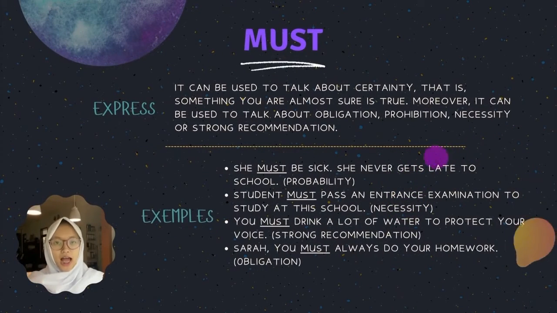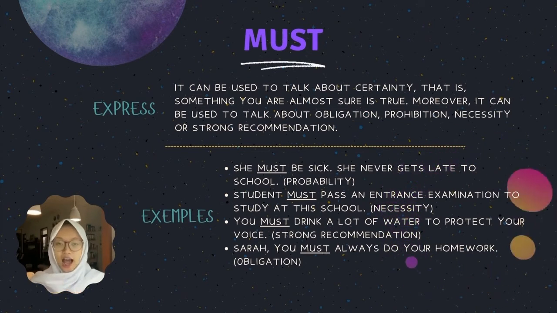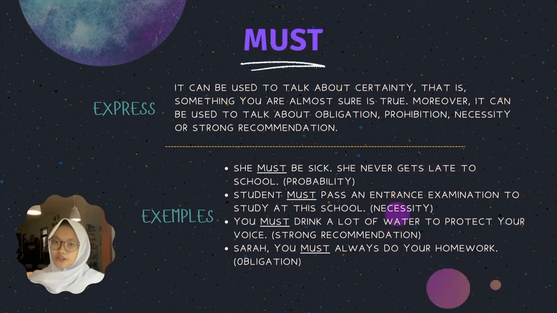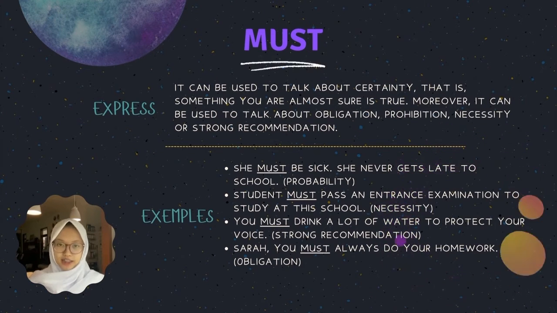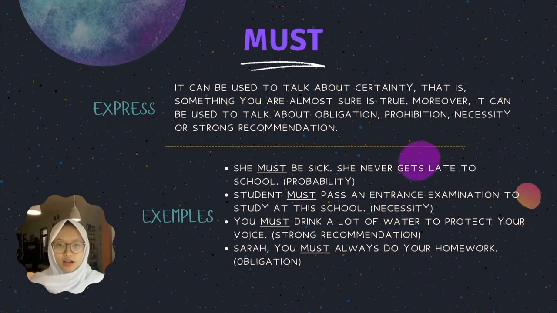Moving on, we have must. Must can be used to talk about certainty, that is something you're almost sure is true. Moreover, it can be used to talk about obligation, prohibition, necessity, or strong recommendation. For example, for probability, she must be sick. She never gets late to school. For necessity, students must pass an entrance examination to study at the school. For strong recommendation, you must drink a lot of water to protect your voice. And for obligation, Sarah, you must always do your homework.